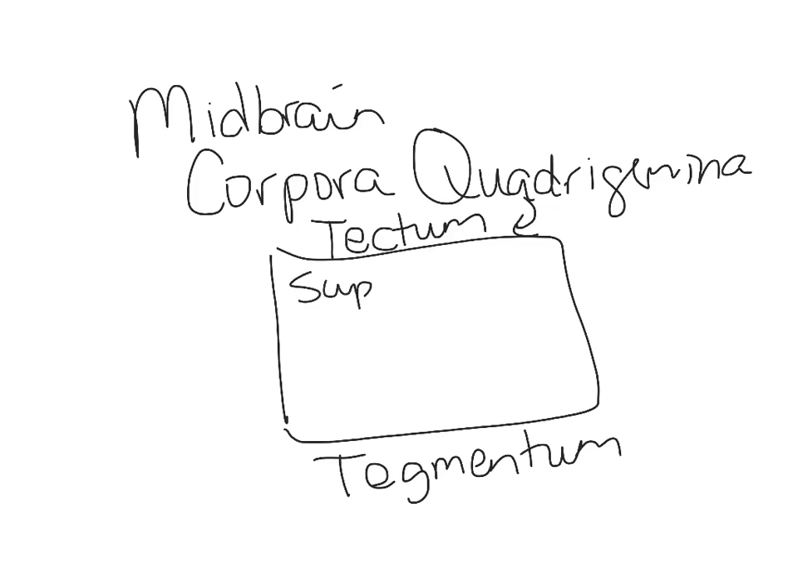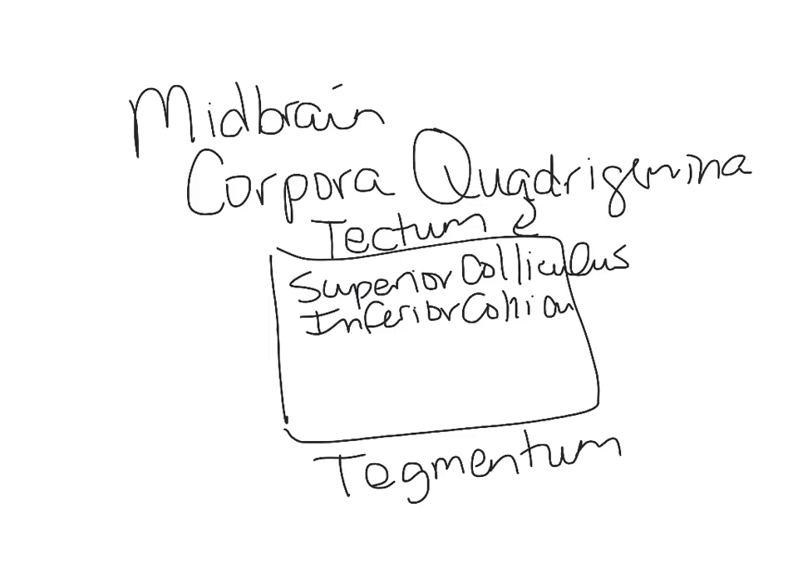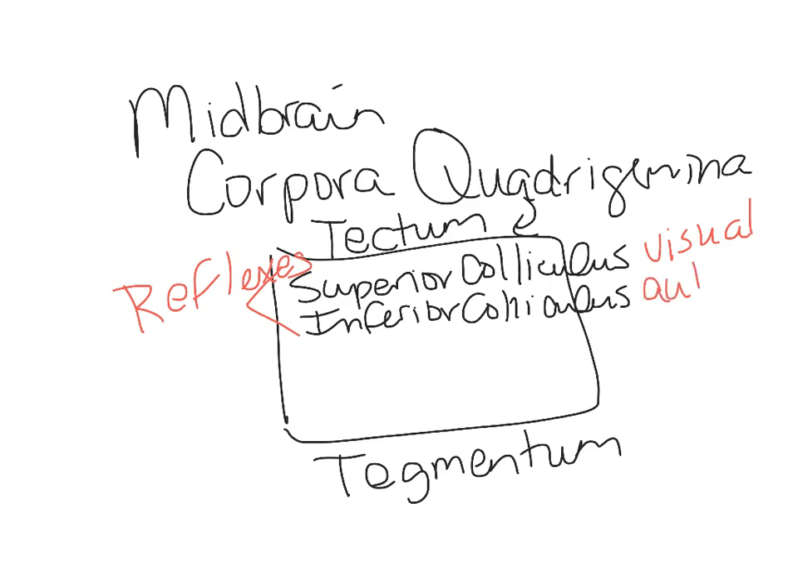One is called the superior colliculus, and one is called the inferior colliculus. Okay? So these two, we're still in the brainstem area, are related to reflexes. The superior colliculus is going to control a visual reflex, whereas the inferior colliculus is going to control an auditory reflex.